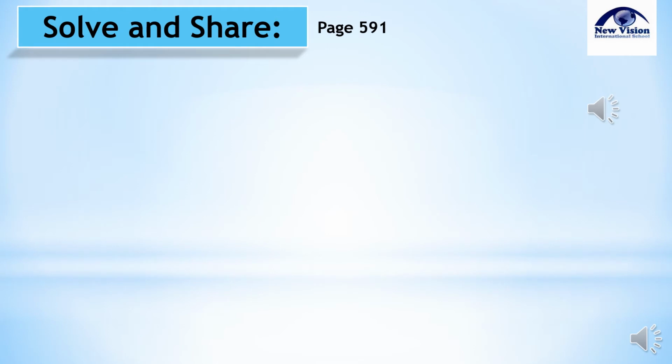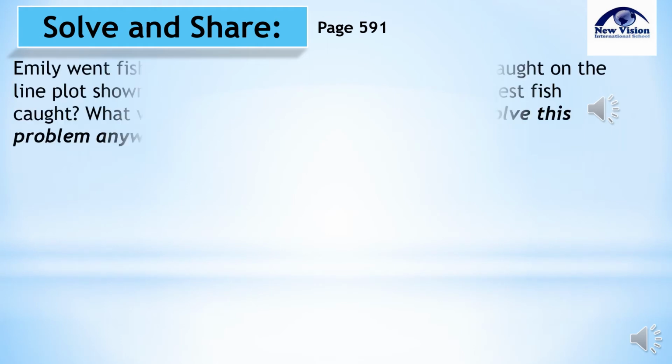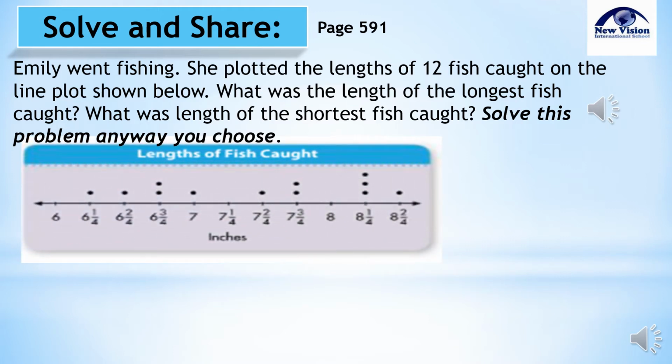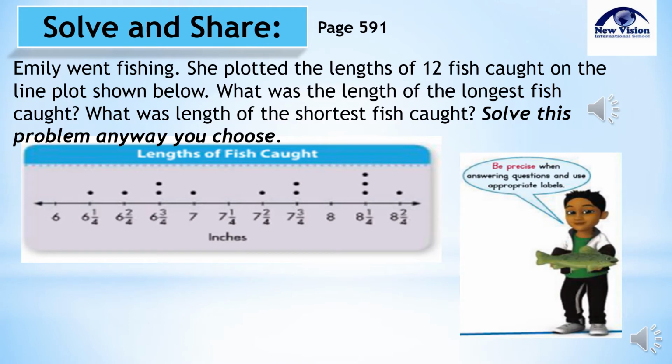Let's start with solve and share. Emily went fishing. She plotted the lengths of 12 fish caught on the line plot shown. What was the length of the longest fish caught? What was the length of the shortest fish caught? Solve this problem any way you choose. Take note. Be precise when answering questions and use appropriate labels.